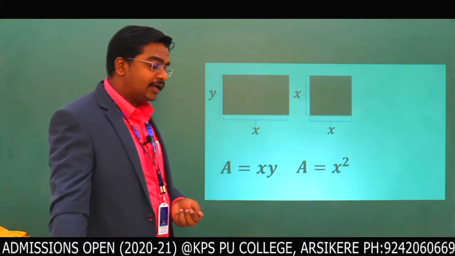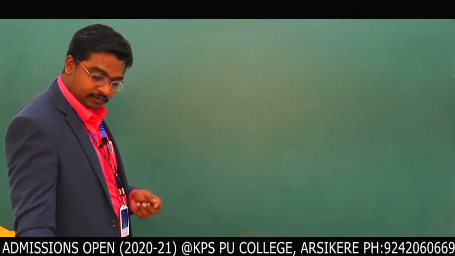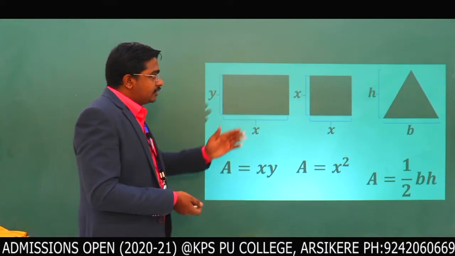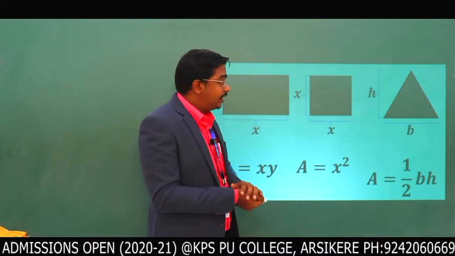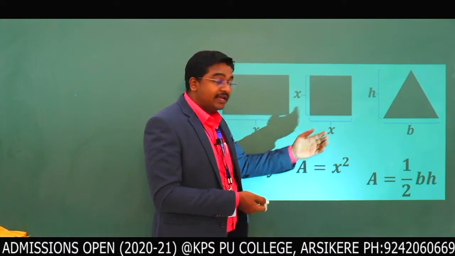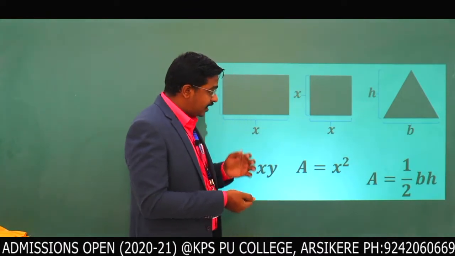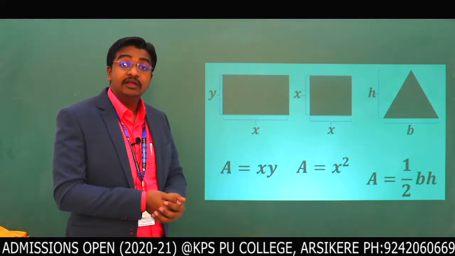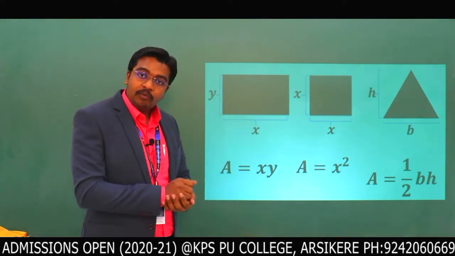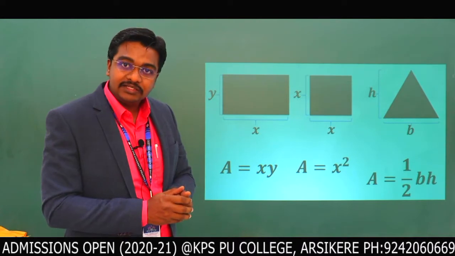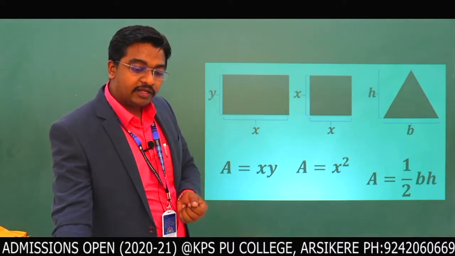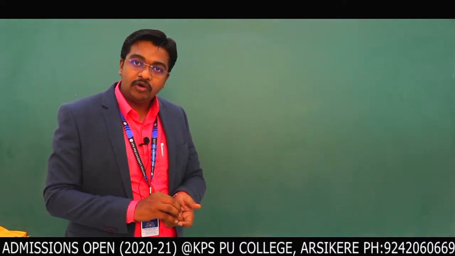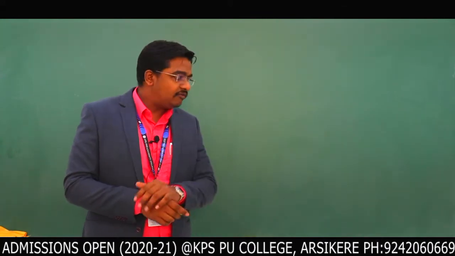So what about a triangle? Just observe here. The height of the triangle is h and the base we have taken as b. Therefore the area of the triangle A is equal to half into base into height. Here also we obtained a product of polynomials. So what are the important things we need to remember while finding the product or multiplication of polynomials? Now we will explain here.